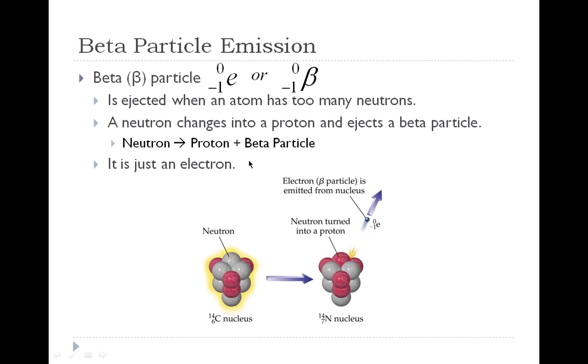If you remember back to the atomic structure lecture, a neutron is slightly heavier than a proton. So the difference in mass between a neutron and a proton is pretty much a beta particle. It's just an electron. It's higher in energy than the alpha particle, and it can get through your skin. So this image right here is a good illustration of how beta particles are released.